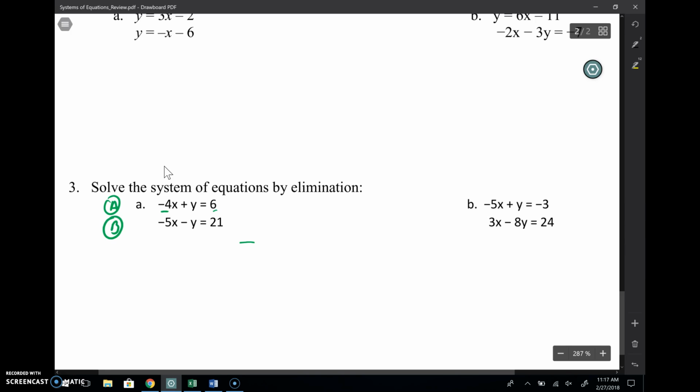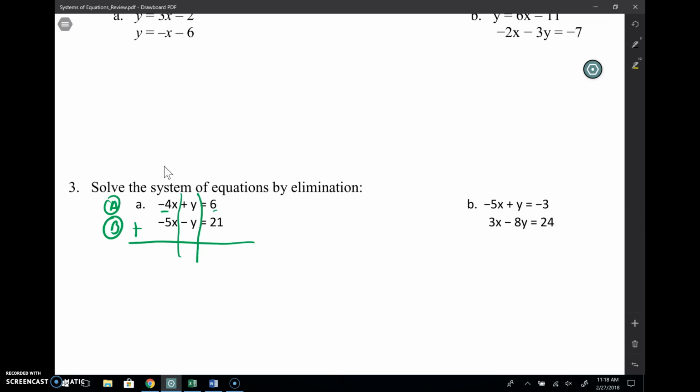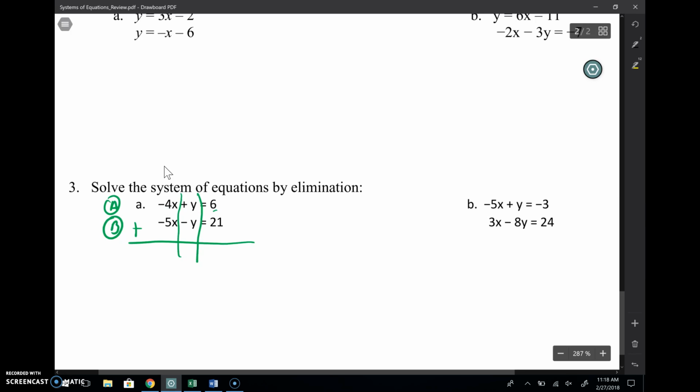Well, if I were to add these two together, I'm going to make the column so you can see it. And again, we can only combine like terms. So I'm going to add left to right in this case. So negative 4x combined with negative 5x is negative 9x. The positive y and the negative y is zeroed out. It's a zero pair. They're opposite of each other. So that's gone. Drop the equal sign. 6 with 21, add that together. That's 27. So right now this is all I have left if I were to combine the two equations.